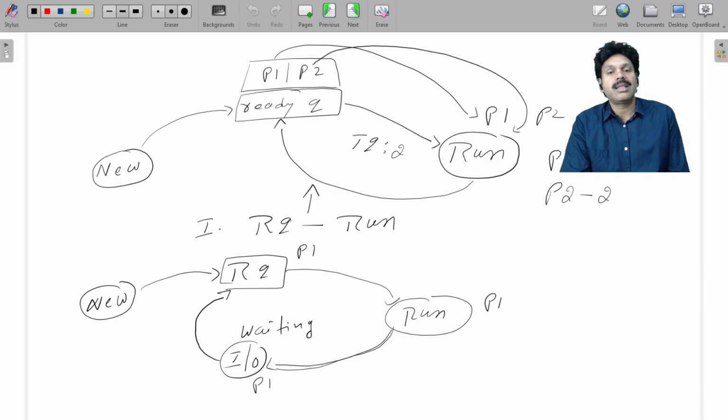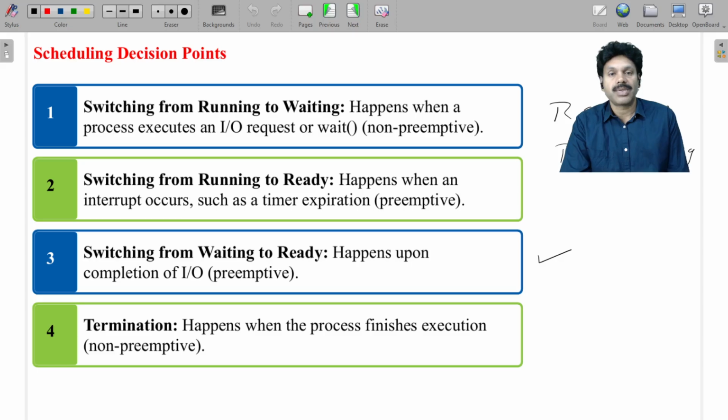And the other scenario is that the CPU is switching from one process to another process whenever you're executing a multiprocessing system using the concept of time sharing. In such a case, you are going from run to ready and ready to run. So ready queue to run and run to ready queue. Both are happening.